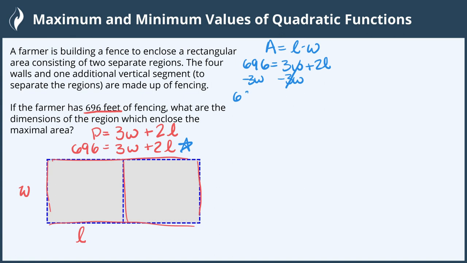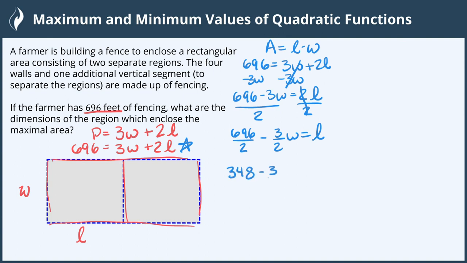And I get 696 minus 3W equals 2L. Again, I could have solved for W, but I'm just picking L just because. Then divide both sides by 2. And I can break that into 2 fractions. So I get 696 divided by 2 minus 3 over 2 W. And 2 divided by 2 cancels. So this equals L. And 696 divided by 2 is, in my calculator, 348 minus 3 halves W equals the length.